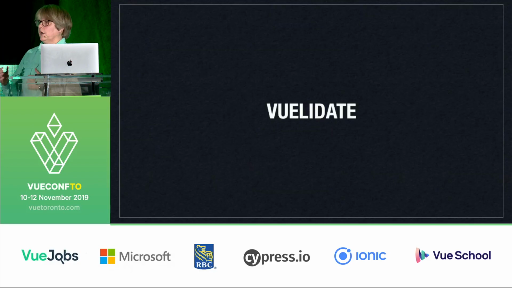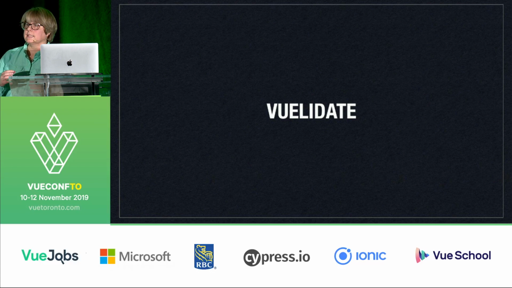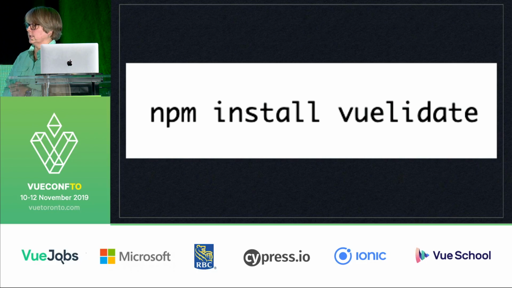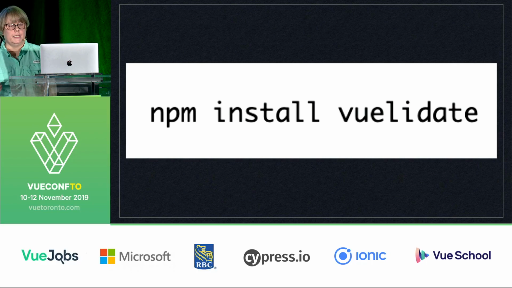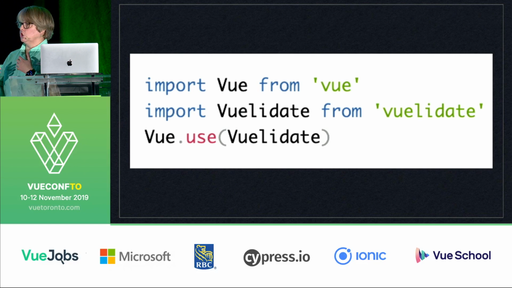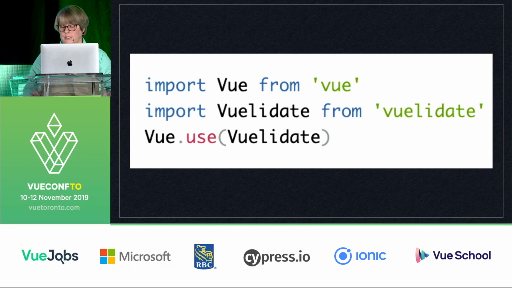Next, I'm going to talk about how to do the exact same form validations for both of those forms using Vuelidate. Vuelidate is a lightweight model-based validation library that you can use with Vue. If you want to install it into your Vue application, it's very simple. You just do an npm install for Vuelidate. And then you install it as a plugin just like you did with Vuetify. You import it, and then you tell Vue that you're going to be using it so that it's available in your application itself.